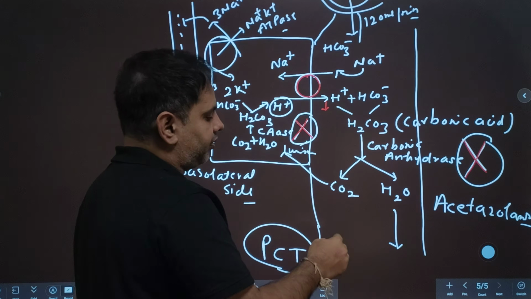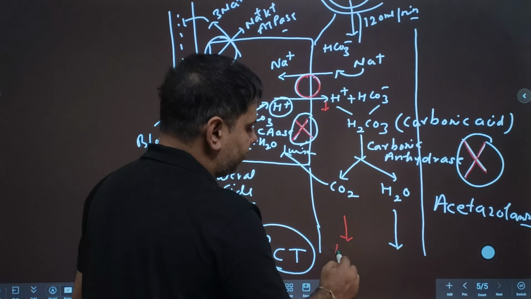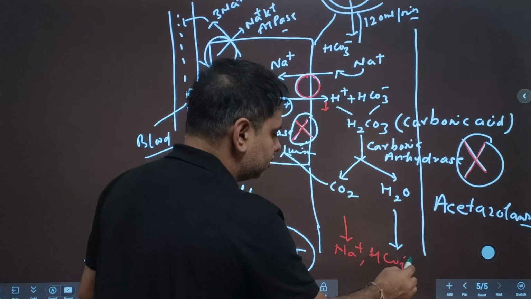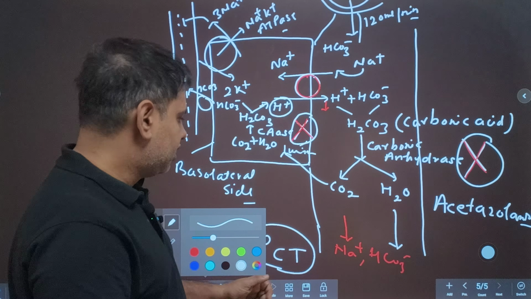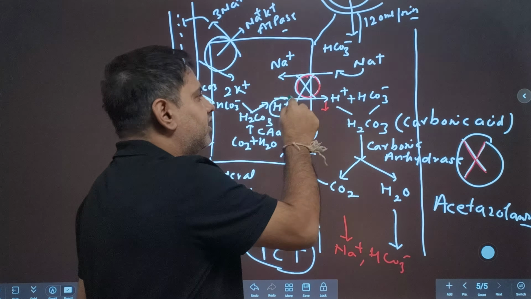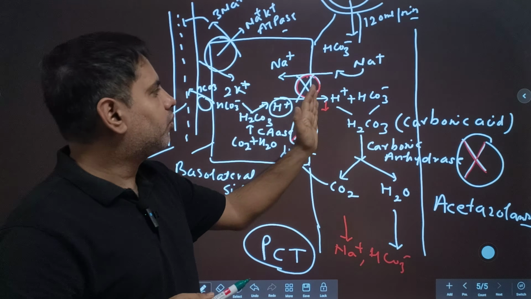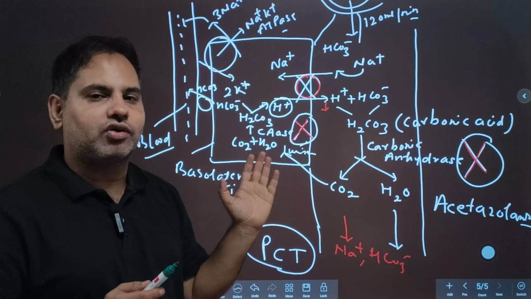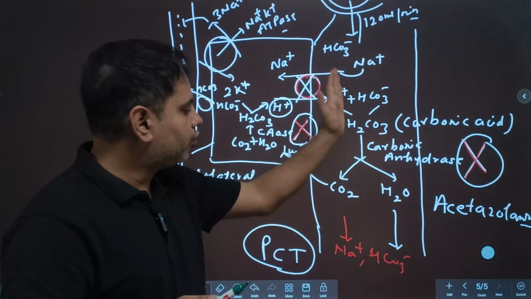So ultimately, what happens in the next part of the nephron? Which ions will move? Your sodium ions as well as bicarbonate ions. So these ions are going to move further because this pump is affected, right? If this pump is affected, your sodium is not going to be reabsorbed. Sodium is not going to be reabsorbed, sodium is going to be excreted out. And that excretion of sodium we call natriuresis effect, right? Your sodium is going to be excreted out.